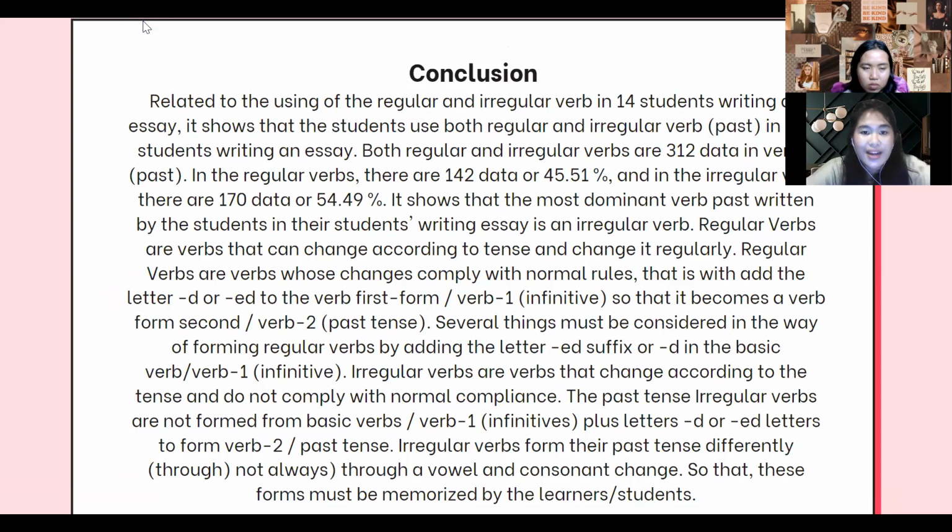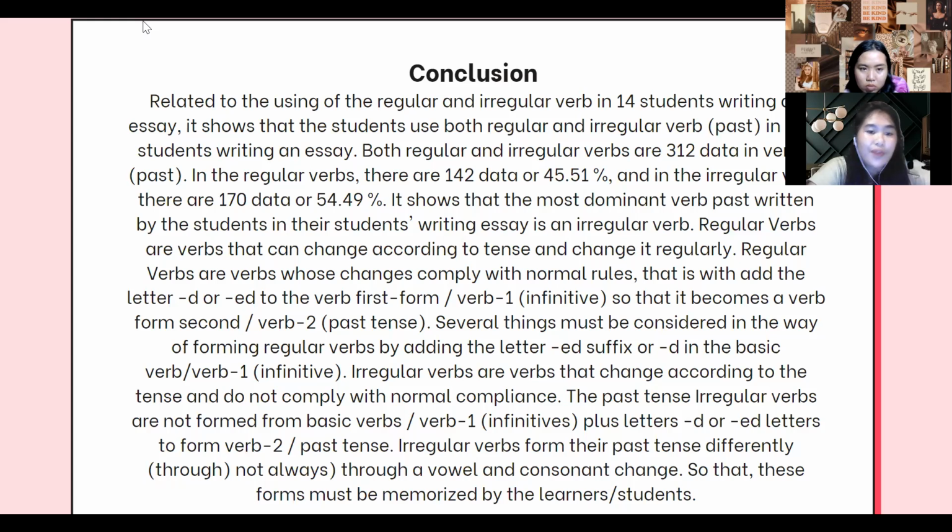In the regular verbs, there are 142 data or 45.51%. And in the irregular verbs, there are 170 data or 54.49%. So the most dominant past verbs written by the students in their essays are irregular verbs. Irregular verbs are verbs that change according to the tense and change irregularly.